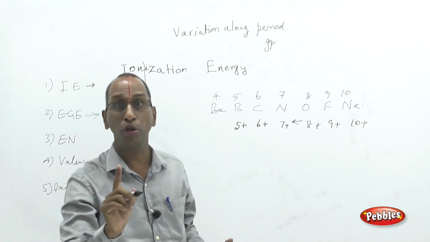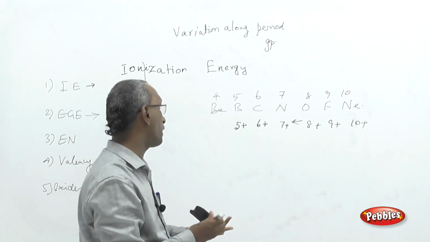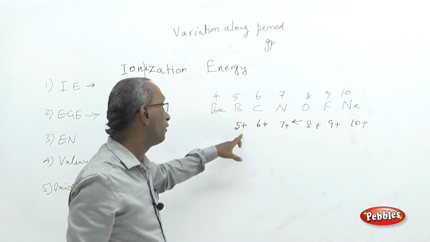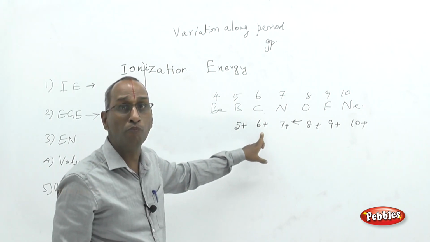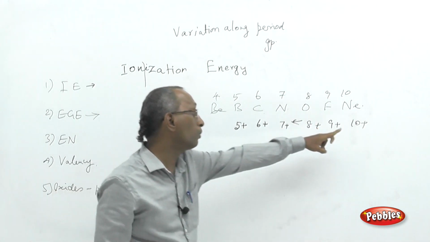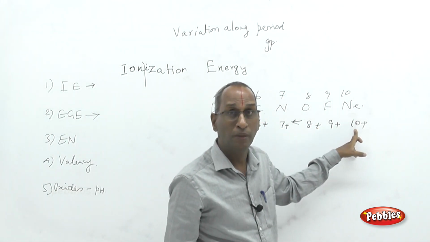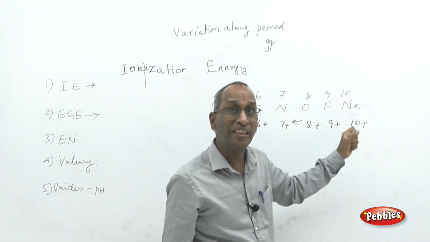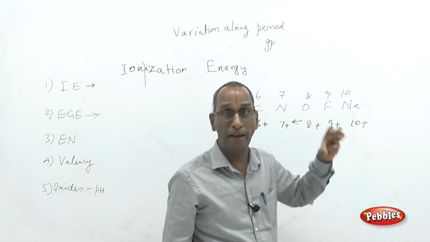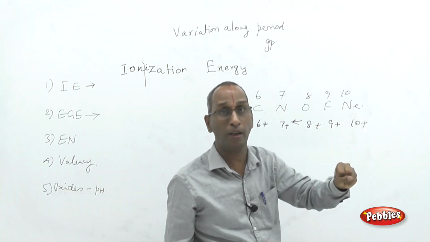All are only outermost electrons. The outermost electron is under the control of 5 positive charges, then 6 positive charges. Finally the outermost electron is under the control of 10 positive charges. So 10 opposite charges will have better attraction.